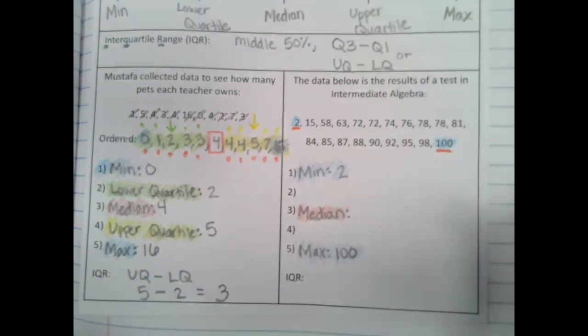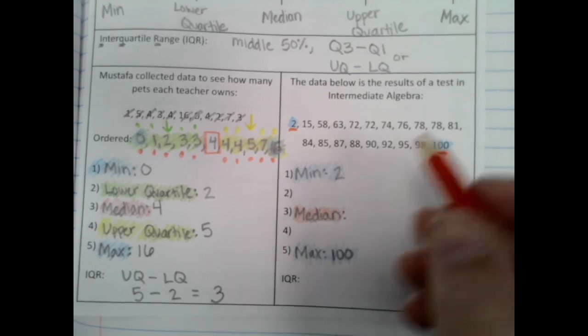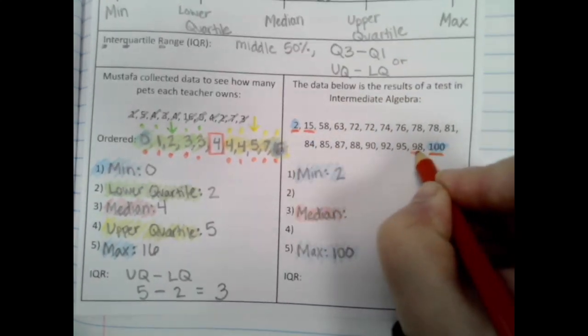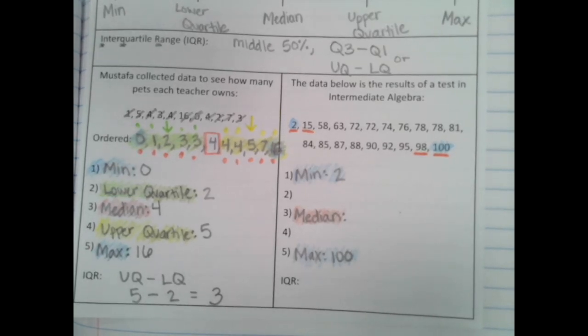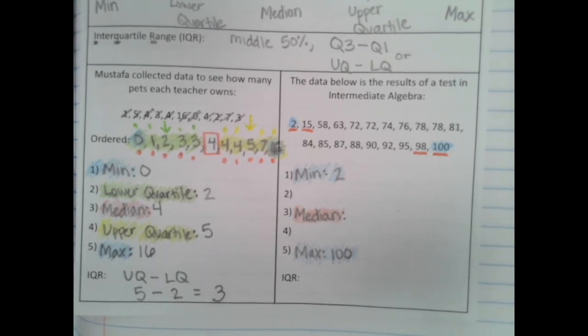And then we're counting our way in. So go ahead and do that. Work a little bit ahead here. So 15 goes with 98. I'm going to give you about 30 seconds. Work ahead. See if you can find that median.